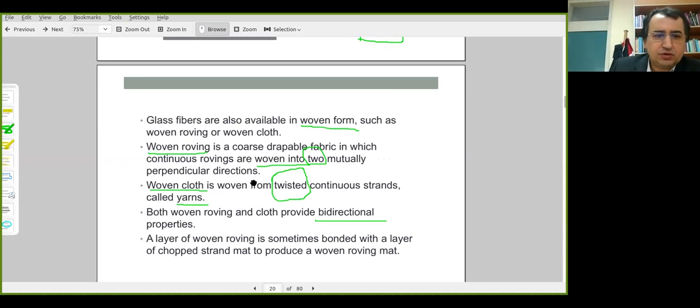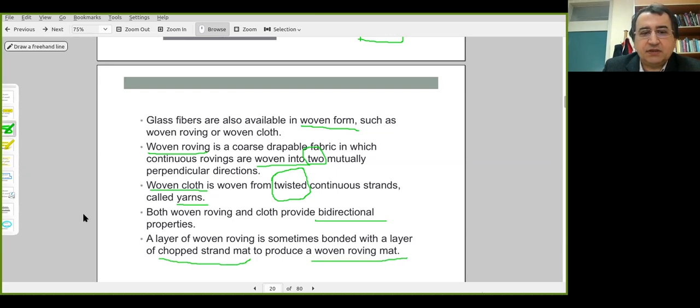And a third fabric type is also mentioned here. That's called woven roving mat. A chopped strand mat is bonded with a woven roving. The components in a woven roving mat are chopped strand mat and woven roving. They are bonded to produce a woven roving mat.